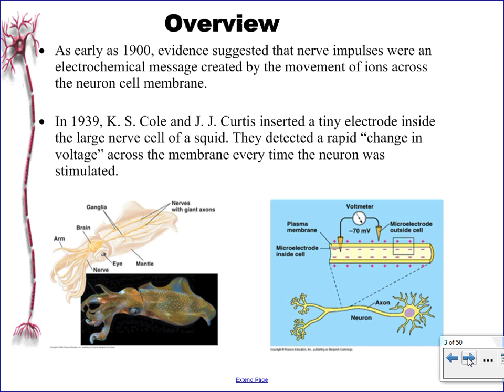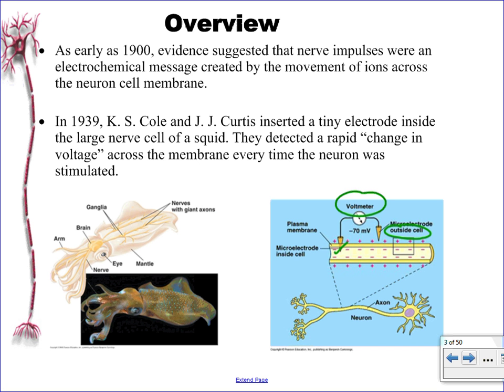In 1939, a couple of researchers, Cole and Curtis at Columbia University, took the largest neuron that they could find, the largest diameter axon, and that happened to come from the giant Atlantic squid. These axons have a diameter of about half a millimeter, and that is large enough to take a voltmeter with tiny, tiny little microelectrodes, stick one of those electrodes through the cell membrane and into the cytoplasm, and the other one is on the outside of the cell in what is referred to as the extracellular fluid.